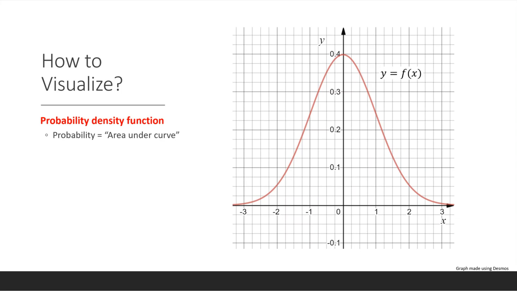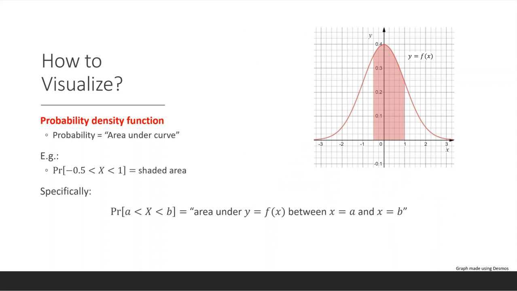The idea here is that the probability is the area under our curve. So for instance, if we want to look at the probability that x is greater than minus 0.5 and less than 1, we look at everything that's above this interval and below the graph of my function. And we look at that area, and that area is the probability. Specifically, the probability that x is greater than a and less than b is the area under the curve y equals f of x between x equals a and x equals b.